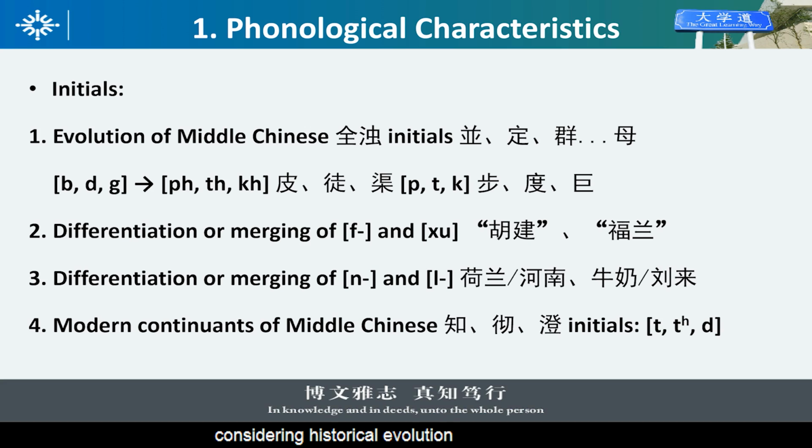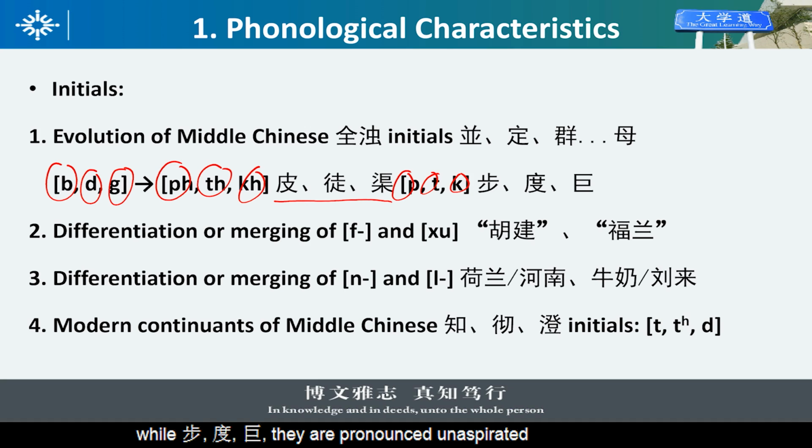Considering the historical evolution, the evolution of Middle Chinese 全浊 initials, such as 并, 定, 从, 群, those initials disappeared in some dialects. For example, in Mandarin, they changed into two groups at least, including the aspirated and unaspirated voiceless consonant. In other words, voiced b here changed into p, t, k, or b, d, g, voiceless, unaspirated. So they split. For example, pi, tu, qu, they are pronounced as aspirated consonants, while bu, du, ju, they are pronounced unaspirated.